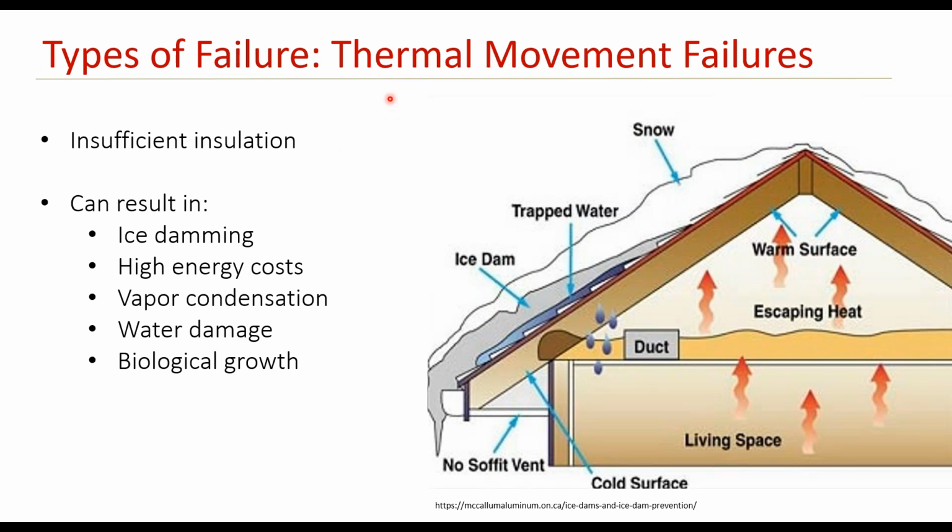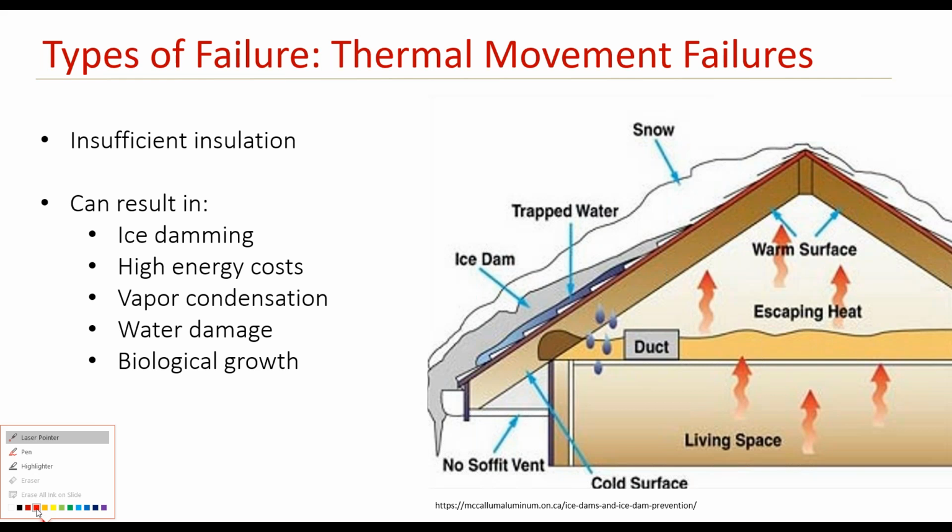The third type of failure we have is the thermal movement related failures, and this is mostly attributed to lack of insulation or insufficient insulation. If we take the attic space here as an example, during winter we have a conditioned living space that is being heated, and if our insulation is insufficient or lacking, then the laws of physics will play their role in bringing the unconditioned space to equilibrium with the conditioned space. So you start having heat transfer from the conditioned space up to the attic.